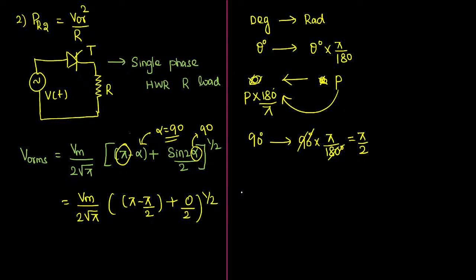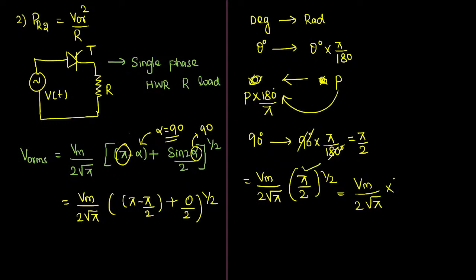Let us proceed further. In the next step, it will be Vmax upon 2 into square root of pi, pi minus pi by 2 will be simply pi by 2, whole power 1 by 2. This expression can be written as root pi upon root 2. Now the root pi will be cancelled. So finally, we come back with Vm upon 2 into root 2.